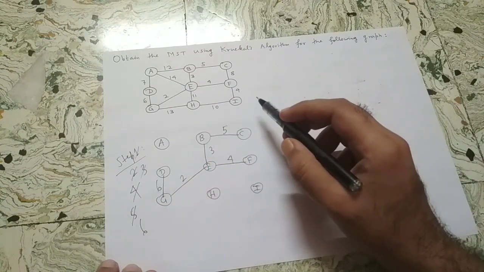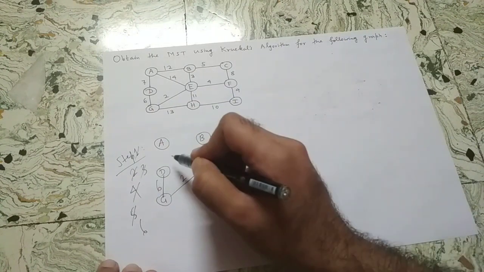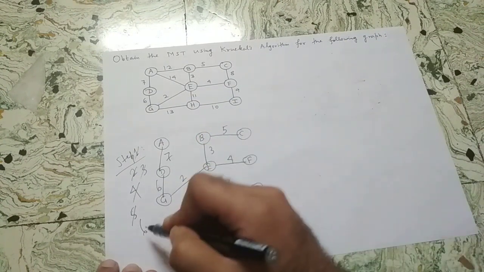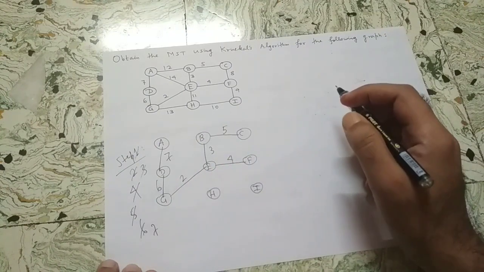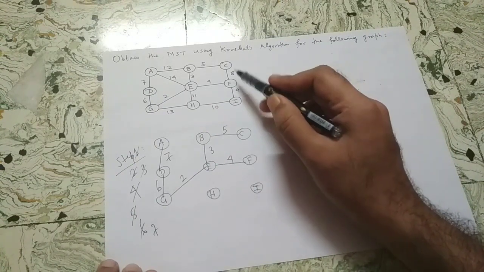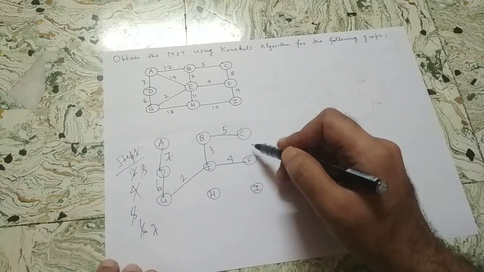Now step 6. Which edge do we consider? We'll consider the edge connecting A and D. If I include this edge, it will not lead to a cycle. So I'll include it. Now the next step is step number 7. The edge that we should consider is the edge connecting C and F. But if I include this edge, it will lead to a cycle. So I cannot include this edge.